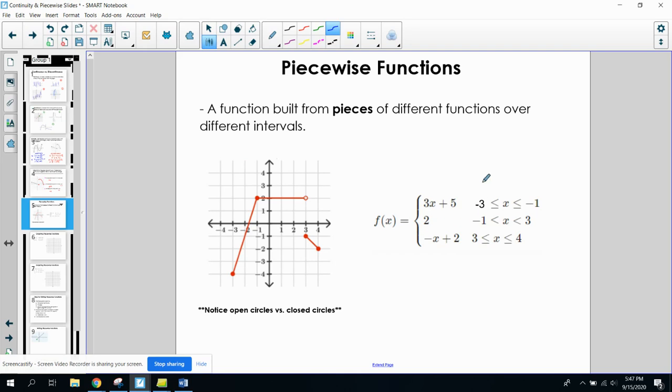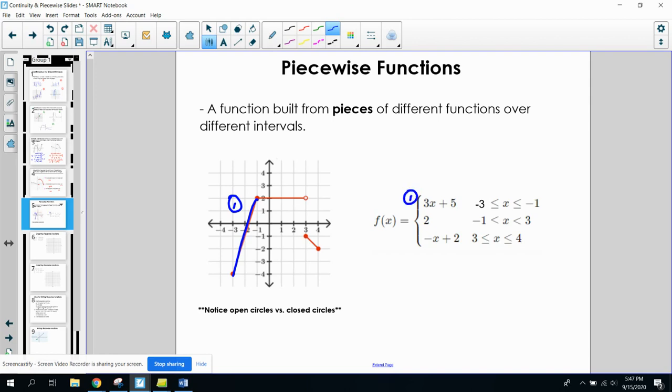So if we look at the graph and the equation, we can figure out which piece goes with what part of the equation. So let's look at this first piece. This piece that we have here on the left, I'm going to outline it in blue. I'm just going to call that 1 for right now. That's going to correspond to the top equation.